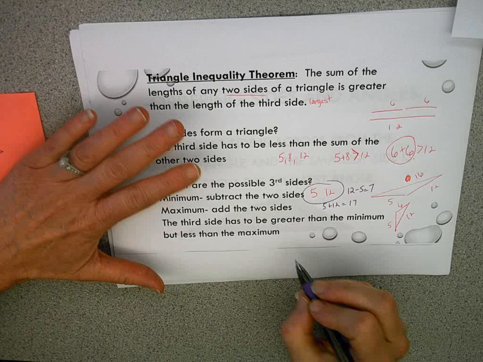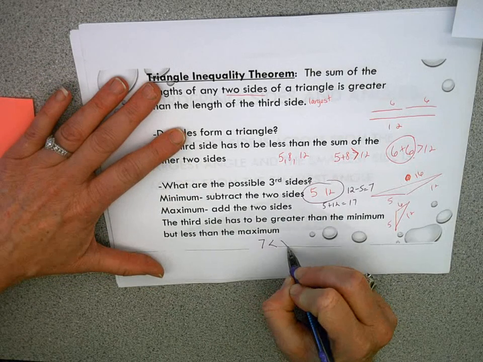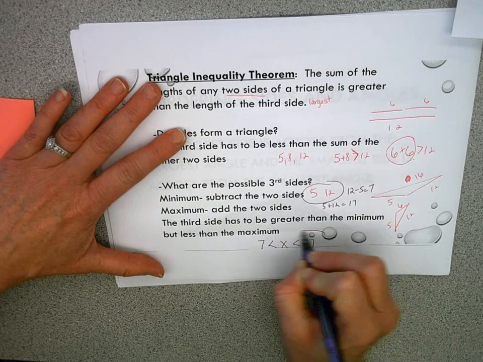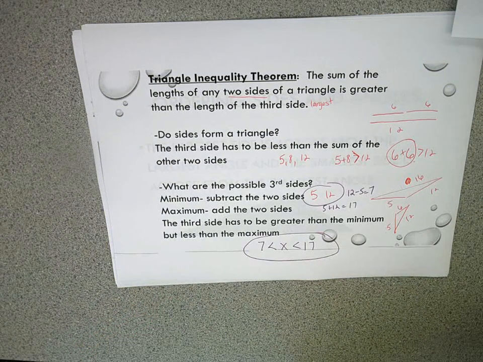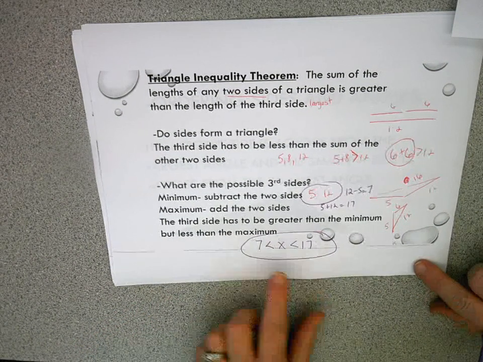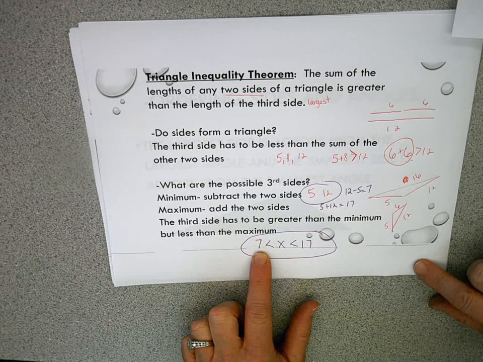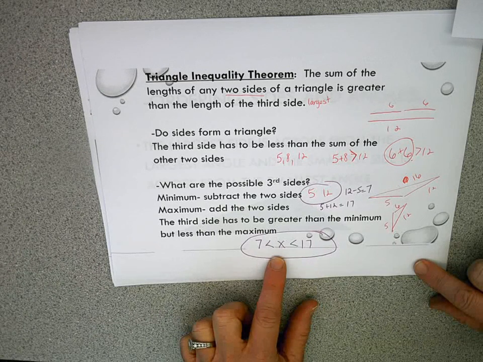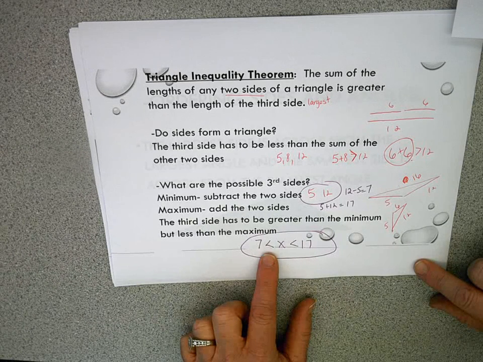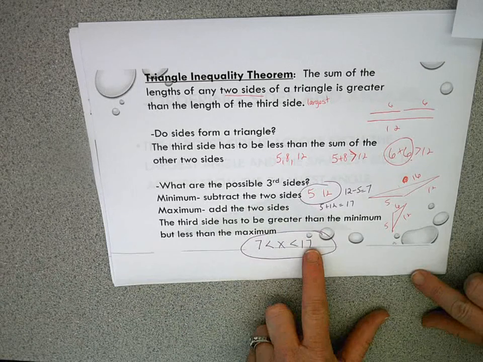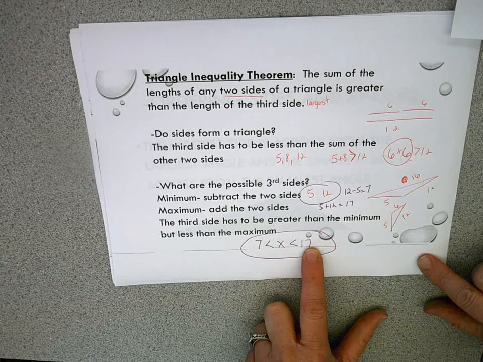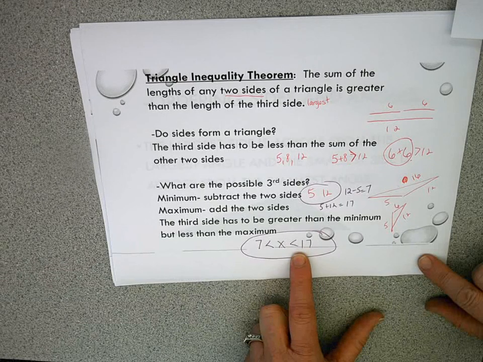So it has to be greater than 7 but less than 17. That's called an inequality statement, and that's how you would write it. It can't be 7, but it could be anything greater. Yes, it could be 8. It could be 9. Could be 7.1. Could be 7.2. Kind of like the one I did with the ruler. It can't be 17. It could be 16.9 and it would still work.